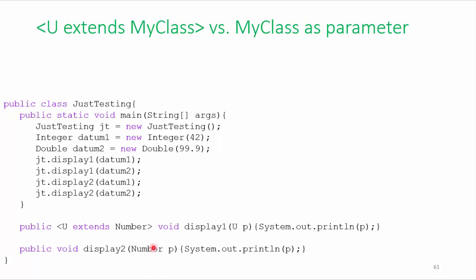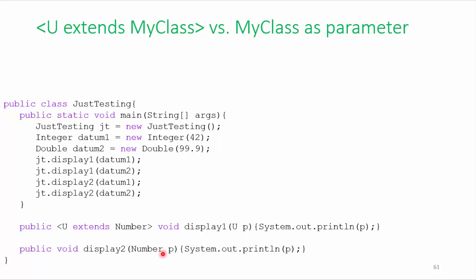We are going to start at the bottom of the slide. So we have two methods, display1 and display2. The first method is going to use bounded types. The second method is just going to rely on polymorphism. So let's start with the second one because this is the one you should be the most familiar with. So public void display2 takes as parameter p a Number. And the only thing it does is System.out.println of p.